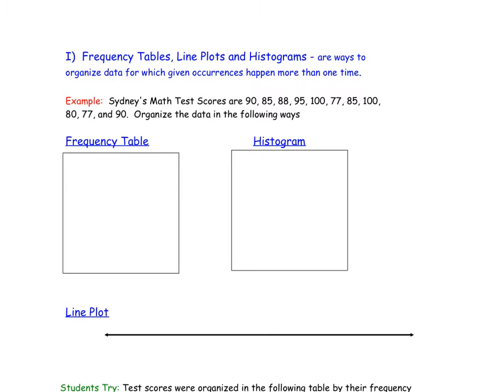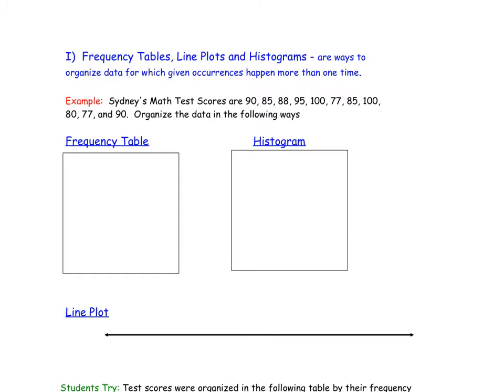So today we're going to be talking about another way to organize data, and this is frequency tables, line plots, histograms. These are ways to organize data for which given occurrences happen more than one time, like a frequently occurring event. So for example, here you've got Sydney's math test scores: 90, 85, 88, 100, 77, 85. You can already see 85 happens twice.